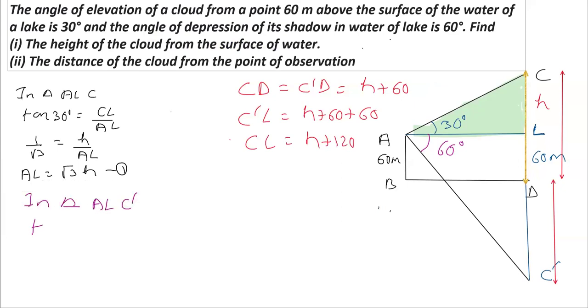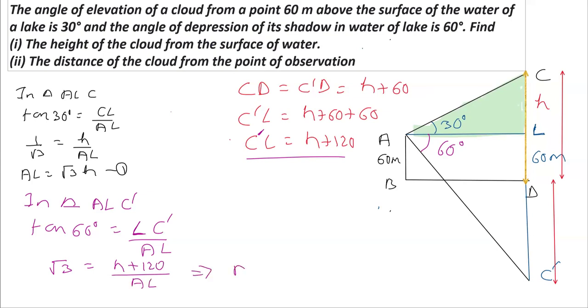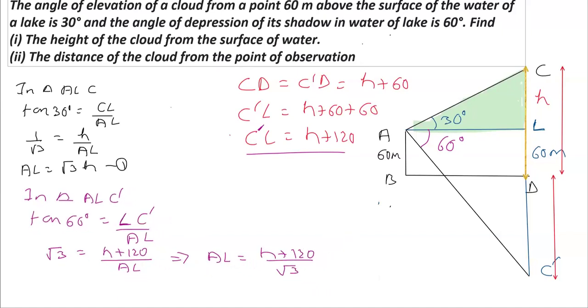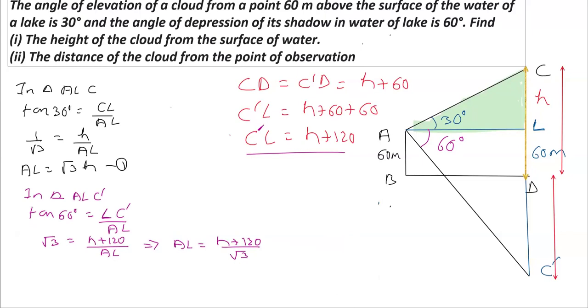In this triangle, we'll again know the angle of depression, that is 60 degrees. So tan 60 will be perpendicular, which according to the figure is LC dash, over the base, which is AL. Now if we replace tan 60 with its value, which is root 3, and CL dash, this is C dash L also, as H plus 120 over AL. Now we can do cross multiplication and we'll get AL is equal to H plus 120 over root 3. So we got the value of AL and I'm marking this as equation 2.